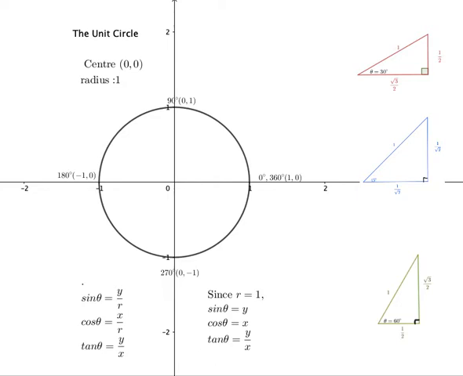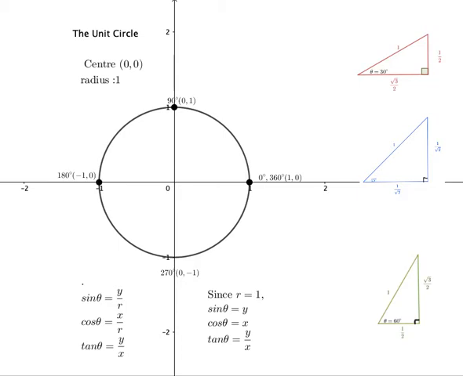Let's take a close look at 4 very important points. To the right of the origin, we'd have this point. This is where our angle in standard position will be 0, or 360. The coordinates of this point are 1, 0. At the top of the circle, this is 90-degree rotation in standard position. The coordinates are 0, 1.